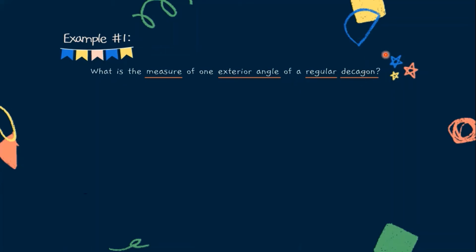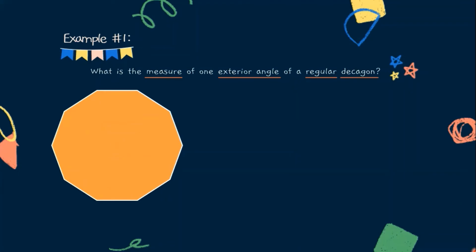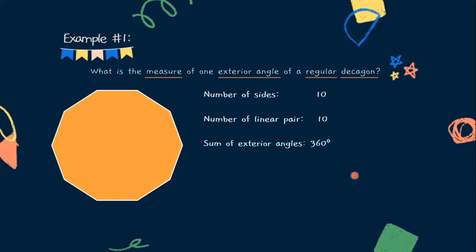And decagon. Decagon is a kind of polygon with 10 sides. So this is a decagon. It has 10 sides: 1, 2, 3, 4, 5, 6, 7, 8, 9, 10. If a decagon has 10 sides, therefore, its linear pairs are also 10, and the sum of its exterior angles is equal to 360 degrees. This is a constant, 360 degrees. Lahat ng polygon, regardless of the number of sides, laging 360 degrees ang kanyang sum of exterior angles.